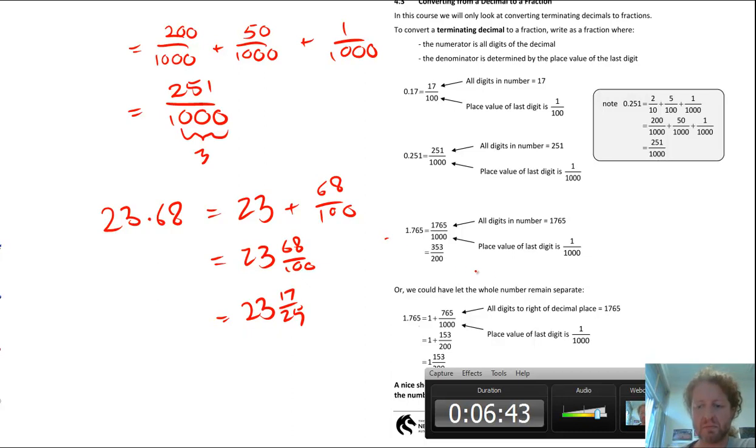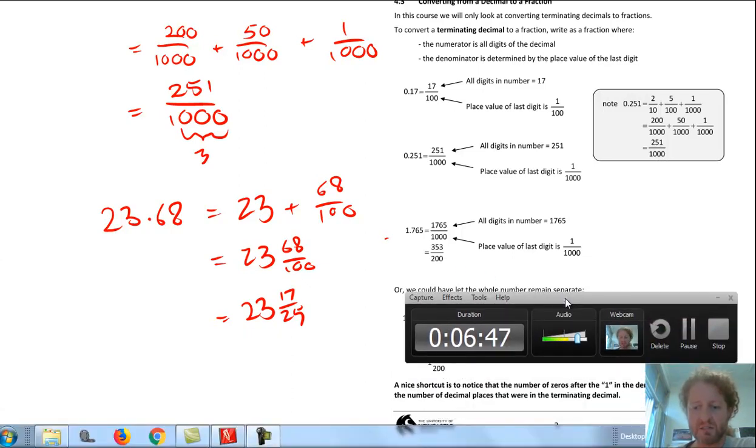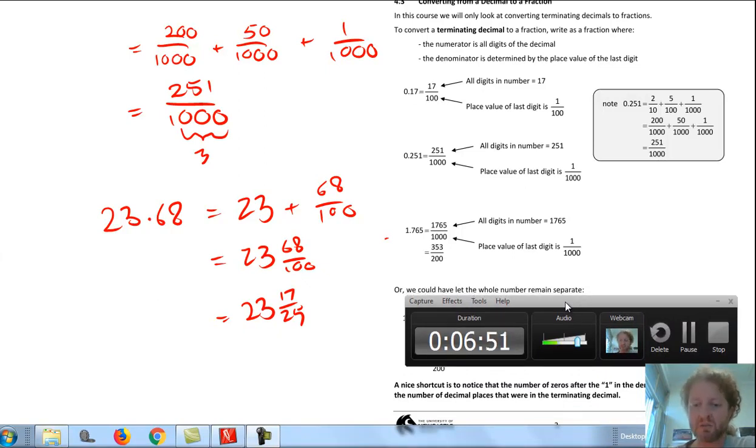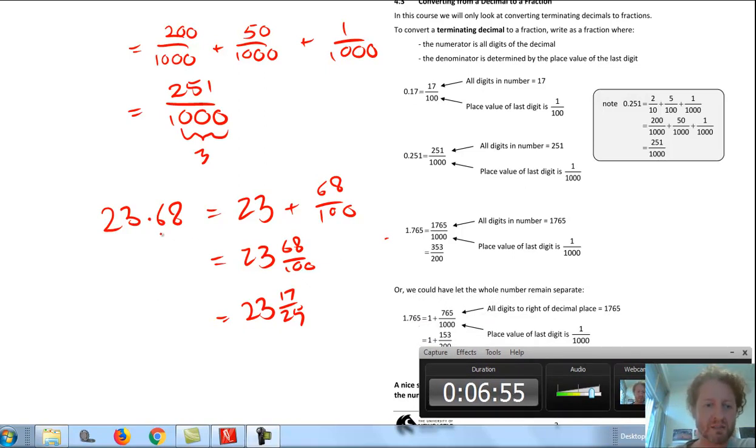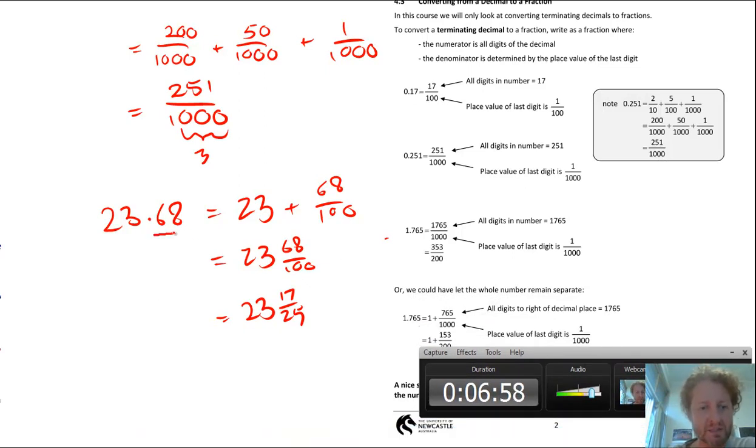So we've got a couple of methods there, and as it's saying here, a nice shortcut is to notice that the number of zeros after the 1 in the denominator is equal to the number of decimal places that were in the terminating decimal. That's just saying what I said. The number of decimal places in the terminating decimal was 2. The number of zeros in the denominator was 2.